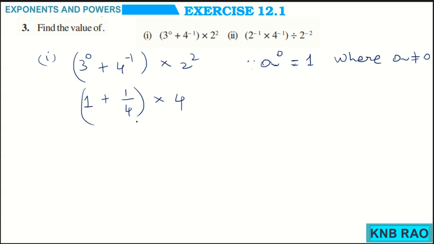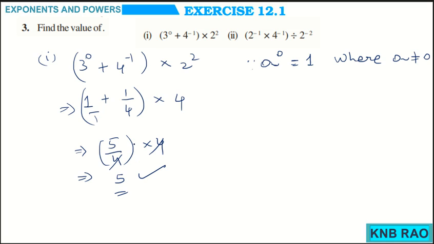Now (1 plus 1 by 4) into 4. 1 plus 1 by 4 is 5 by 4. You know how to add the fractions. 1 plus 1 by 4 is 5 by 4, into 4. So the 4 in the denominator and the 4 in the numerator get cancelled. So we have got 5 being the answer.